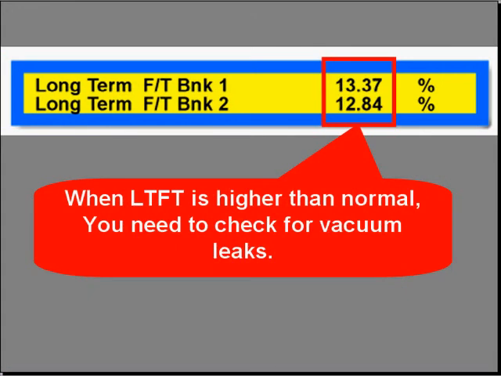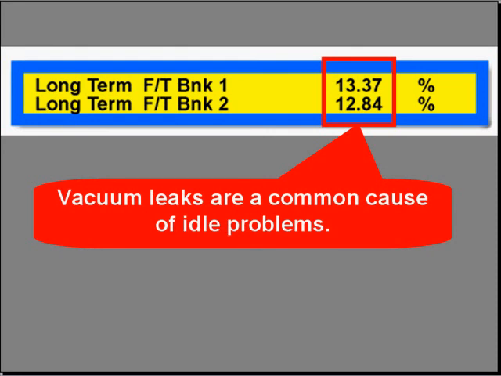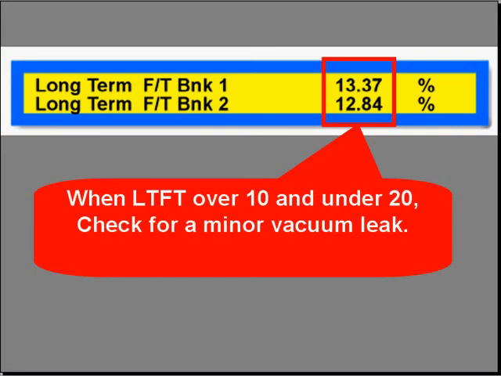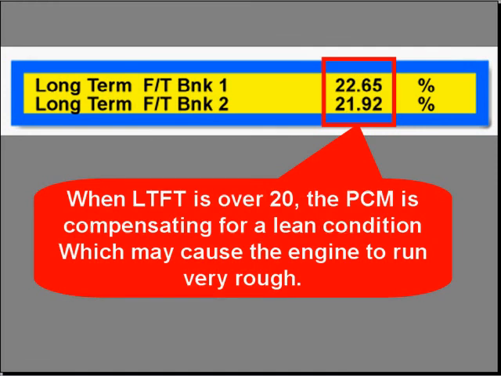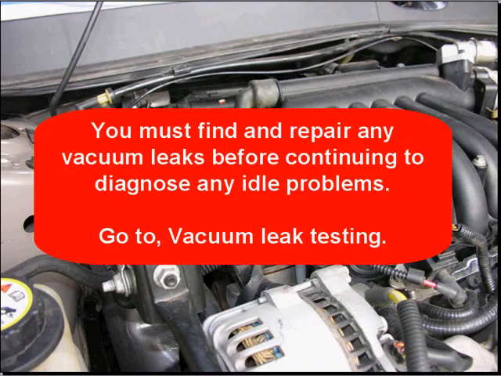When long-term fuel trim is higher than normal, you need to check for vacuum leaks. Vacuum leaks are a common cause of idle problems. When long-term fuel trim is over 10 and under 20, check for a minor vacuum leak. When long-term fuel trim is over 20, the PCM is compensating for a lean condition, which may cause the engine to run very rough. Once again, vacuum leaks are a common cause of idle problems. You must find and repair any vacuum leaks before continuing to diagnose any idle problems. Go to vacuum leak testing.